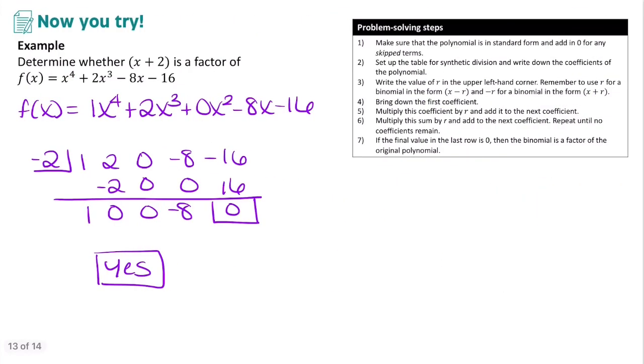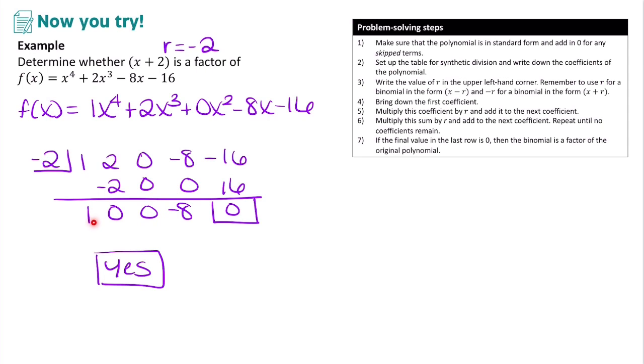So you can see here that this polynomial is in standard form, but it doesn't have an x squared term, so we need to add in 0x squared. Since we're trying to figure out if x plus 2 is a factor, remember that that's going to mean that r equals -2. So I put my -2 up here, and then I write out my coefficients.